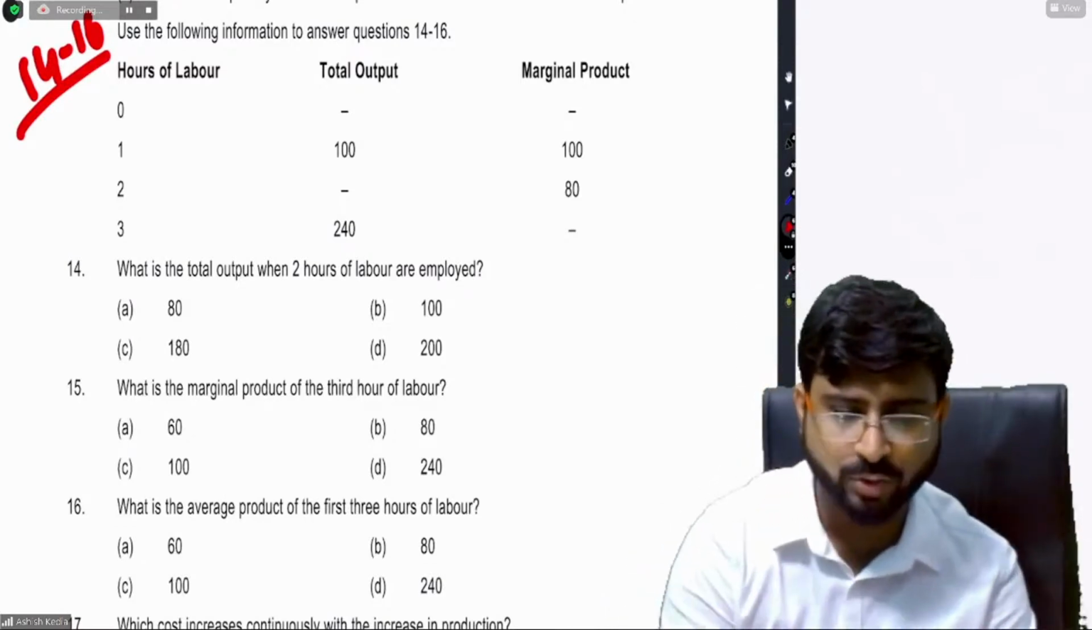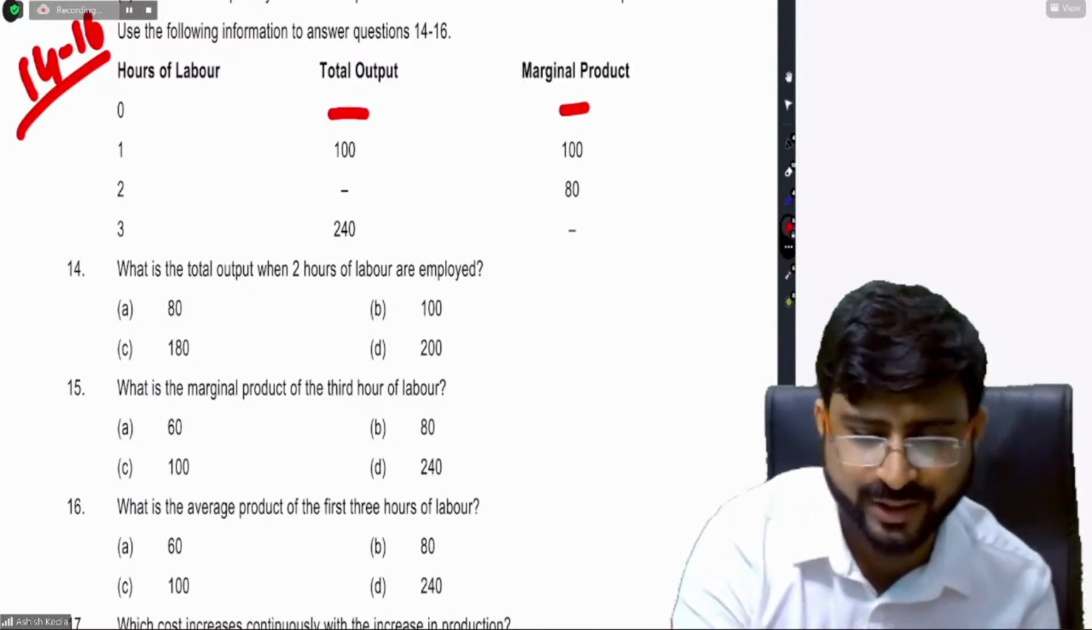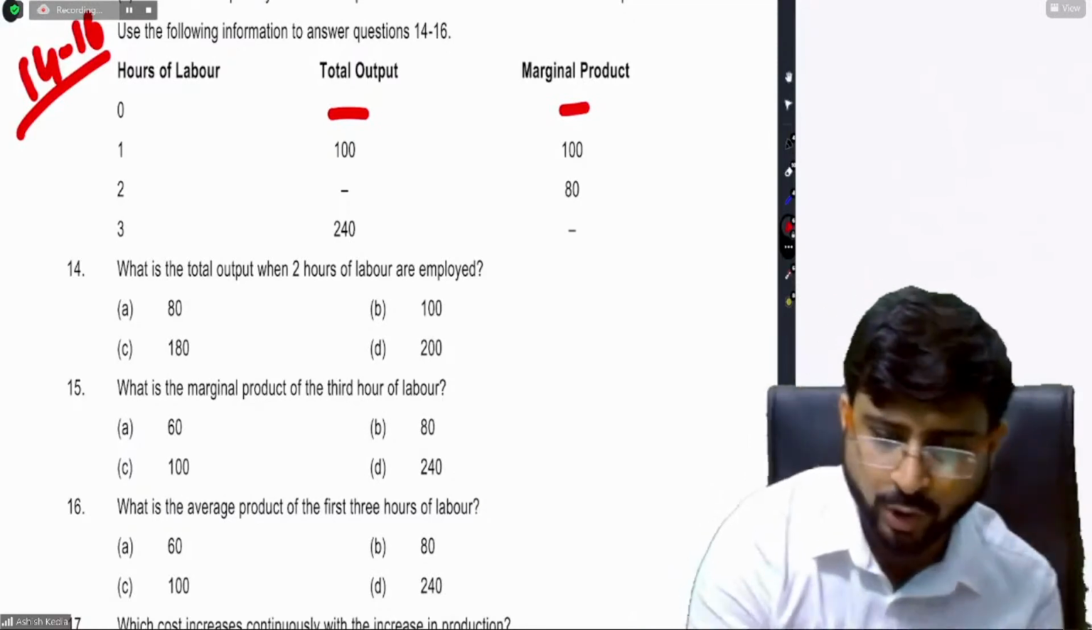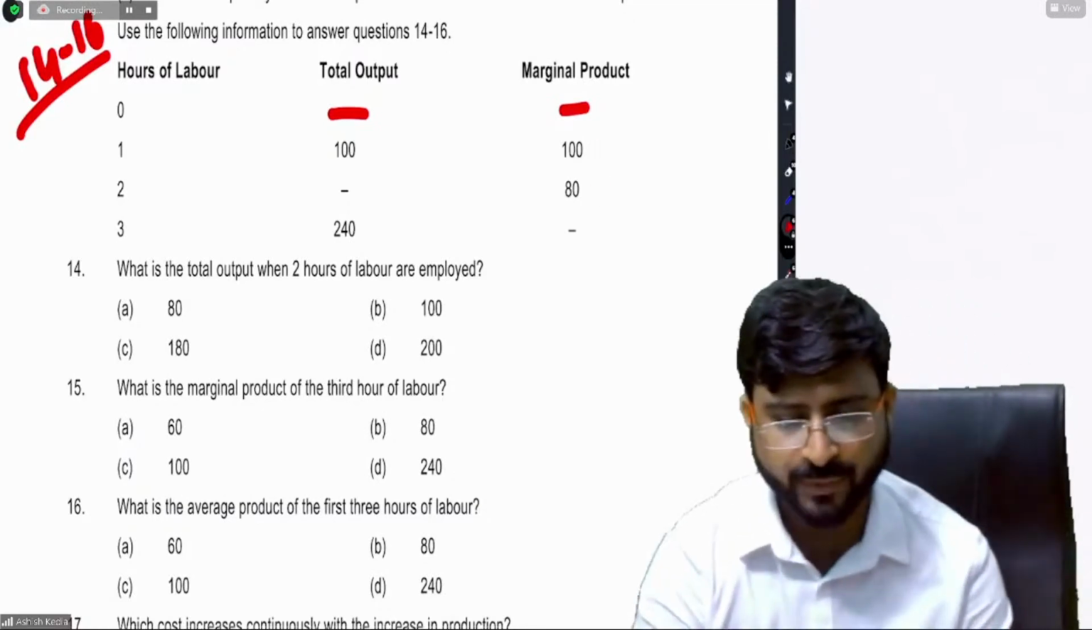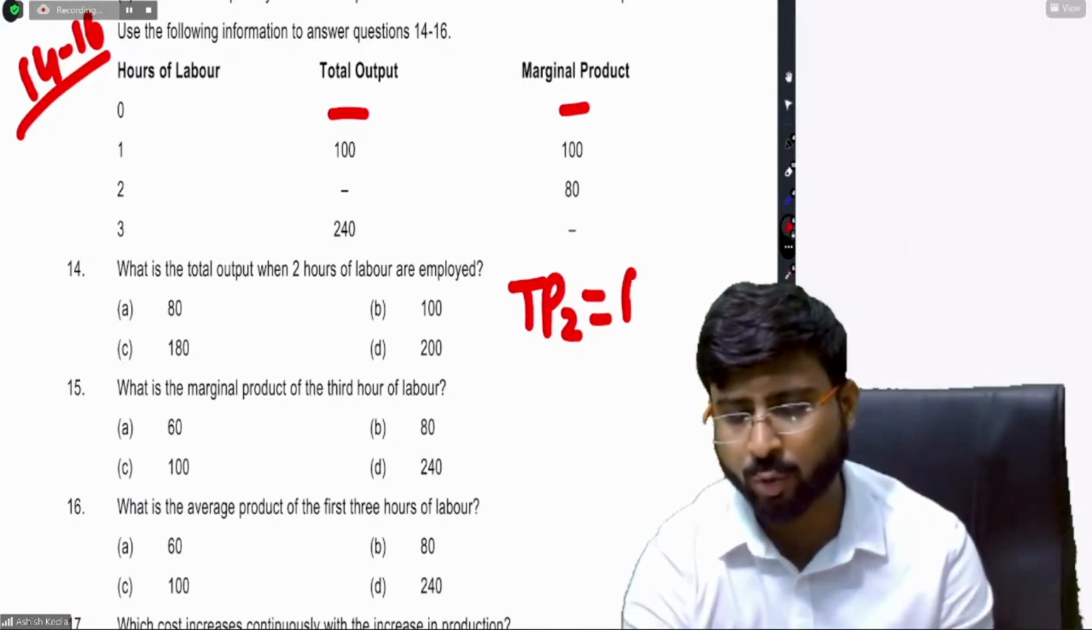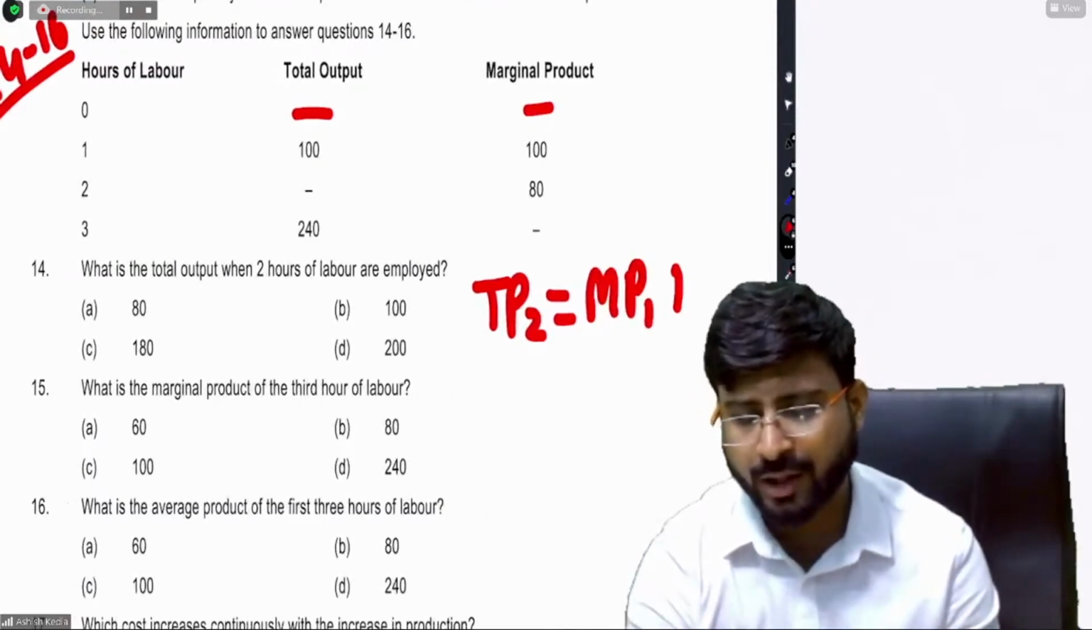So see, let's solve. At 0 it's nothing, that's correct. Nothing doing here. Okay. Now at 2, MP is 80. Now you all remember, we have to find TP at 2. How do you calculate? Everybody write it down with me.